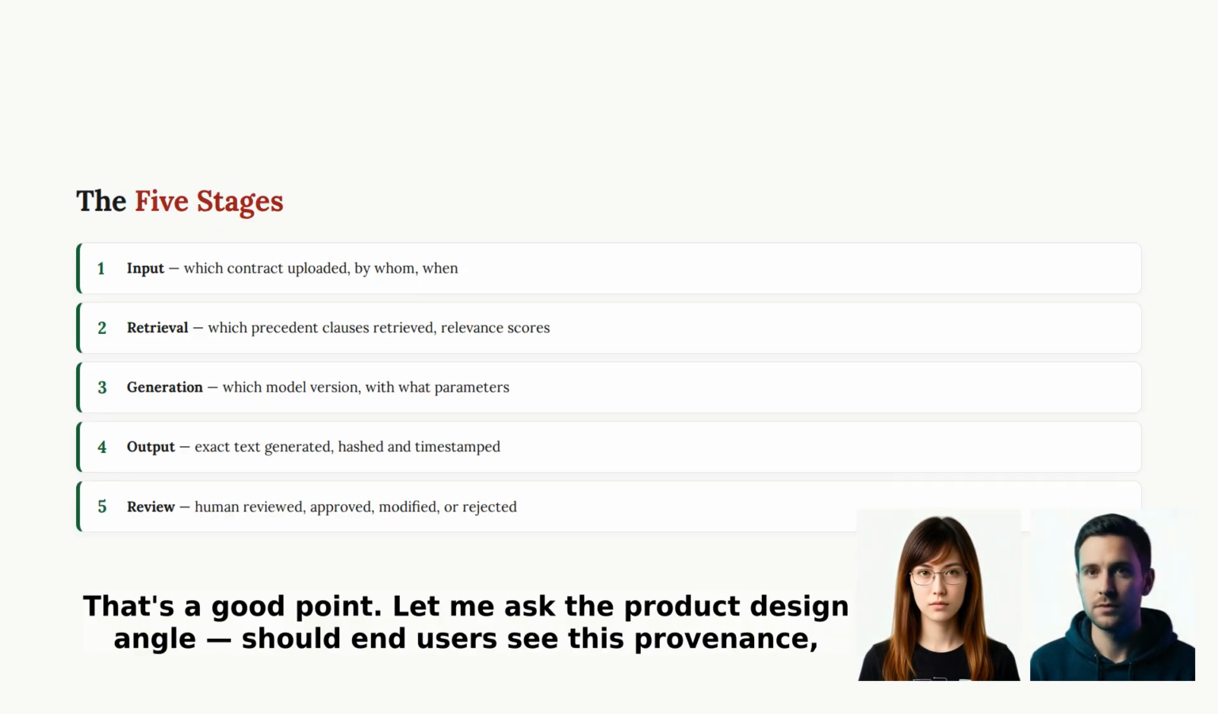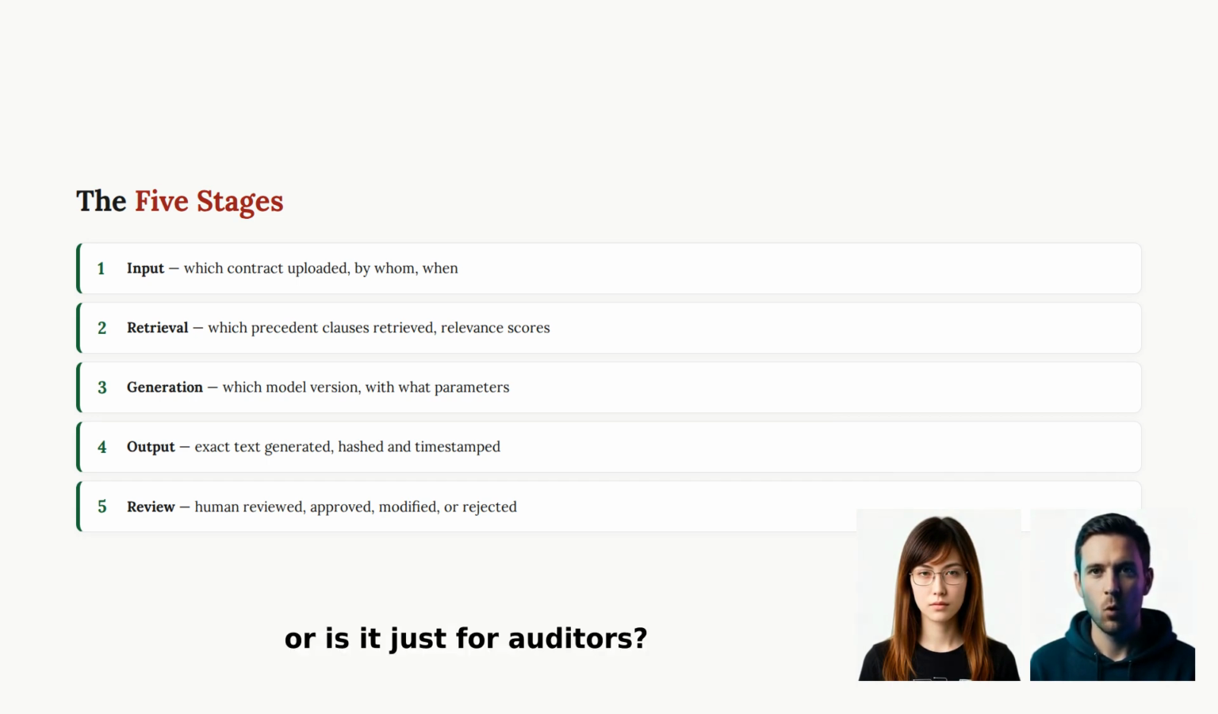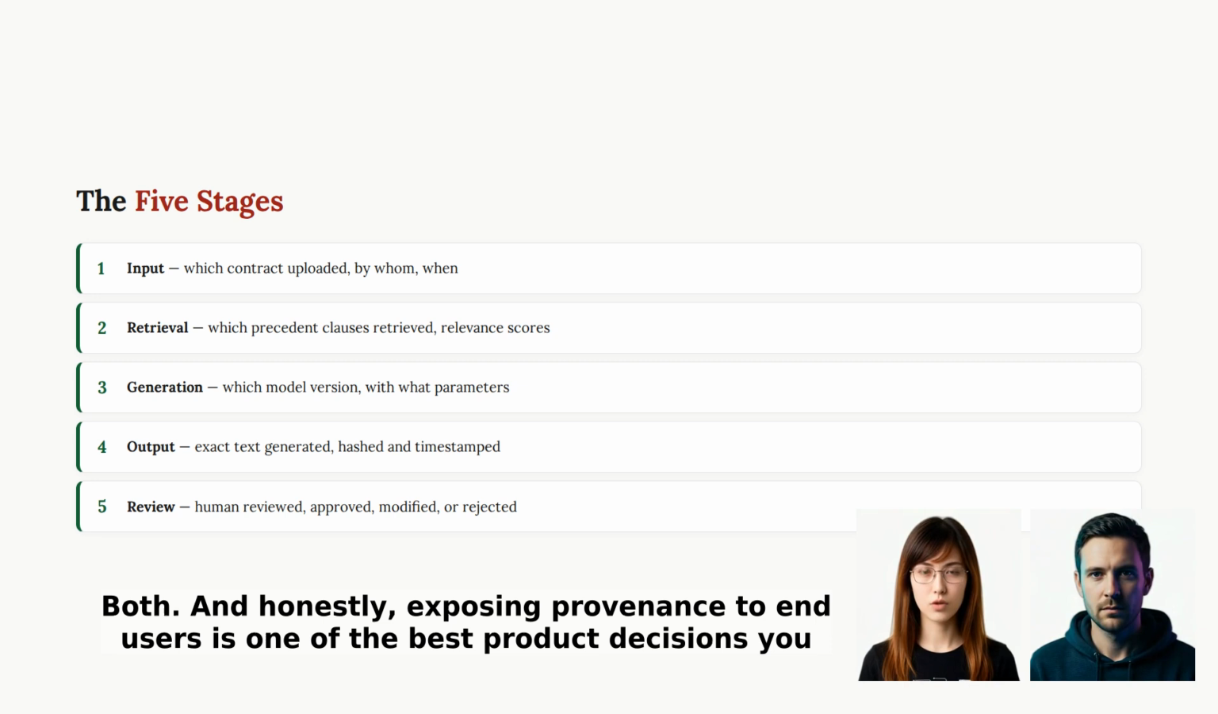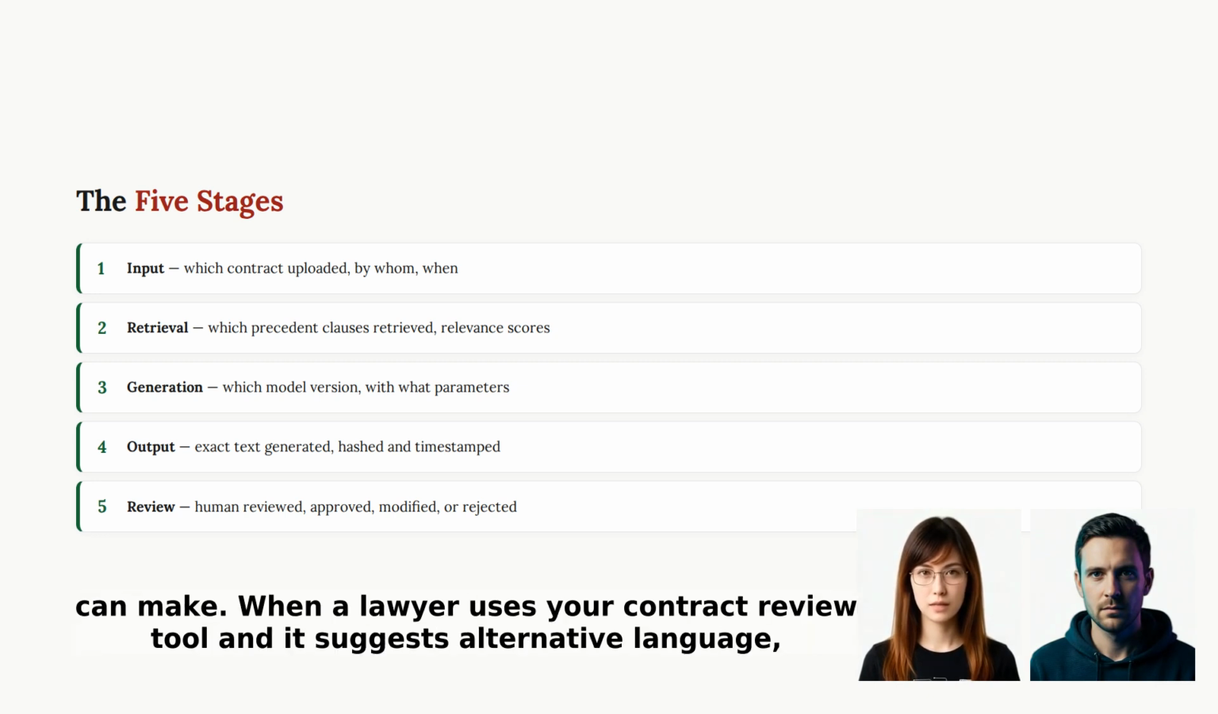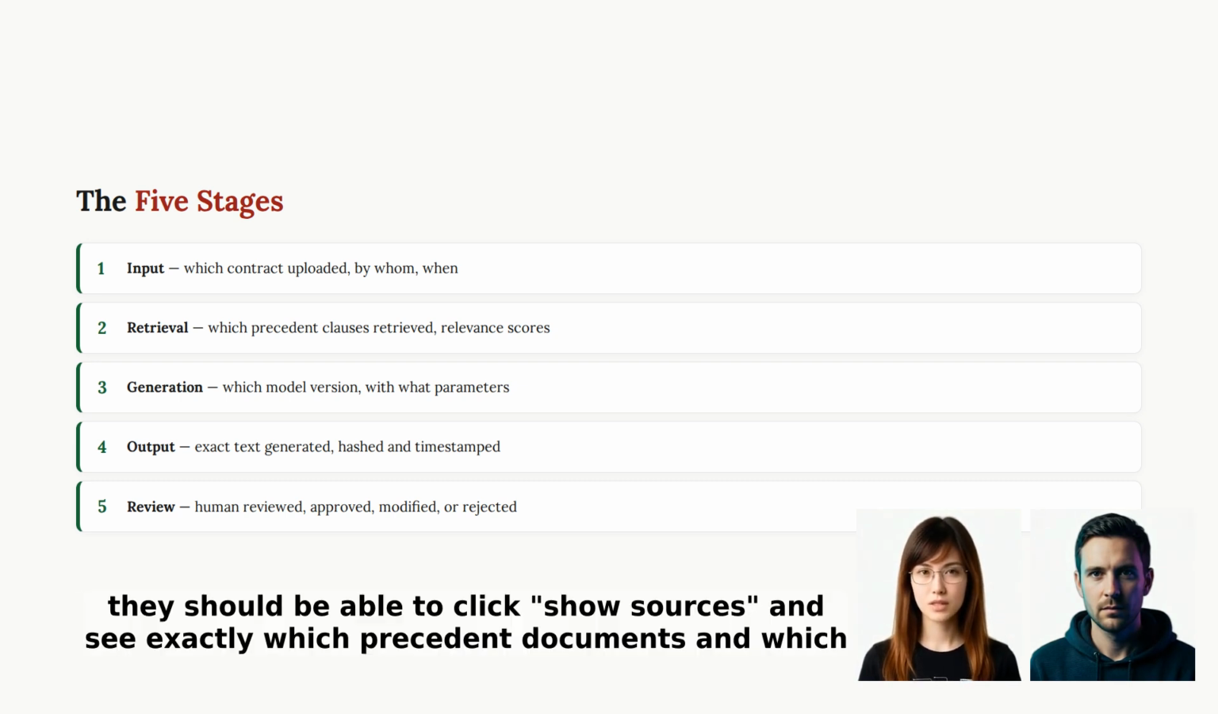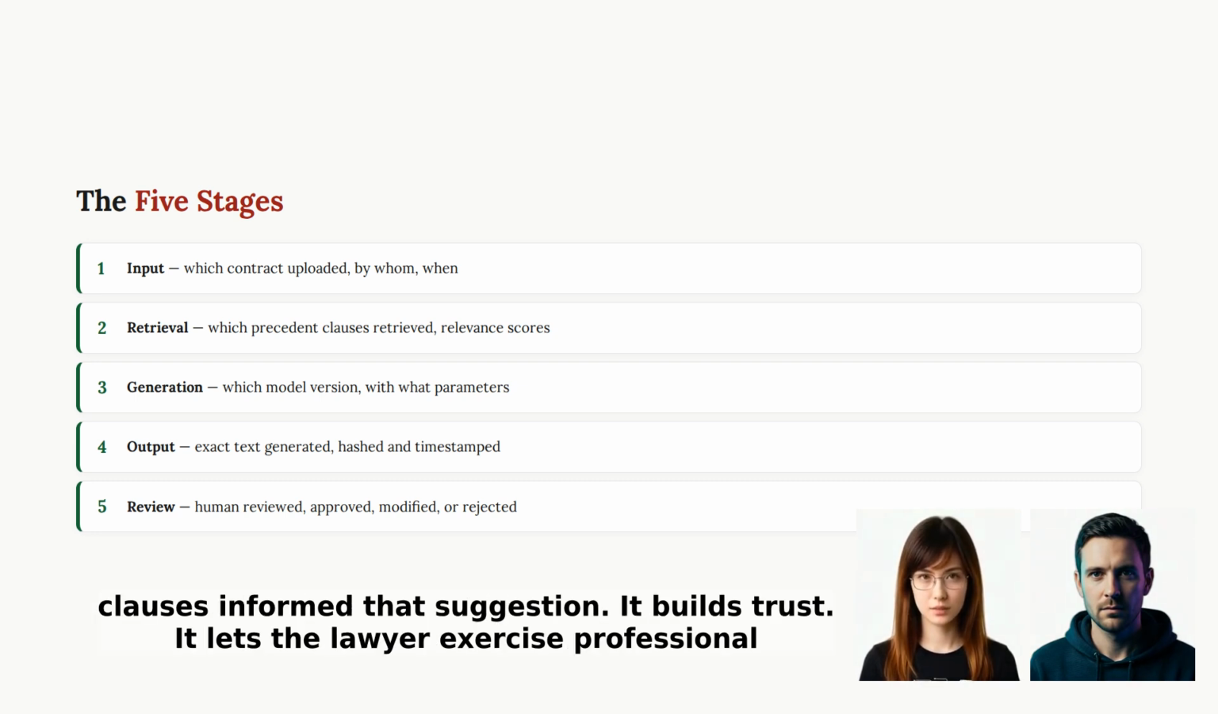That's a good point. Let me ask the product design angle. Should end users see this provenance, or is it just for auditors? Both. And honestly, exposing provenance to end users is one of the best product decisions you can make. When a lawyer uses your contract review tool and it suggests alternative language, they should be able to click Show Sources and see exactly which precedent documents and which clauses informed that suggestion.